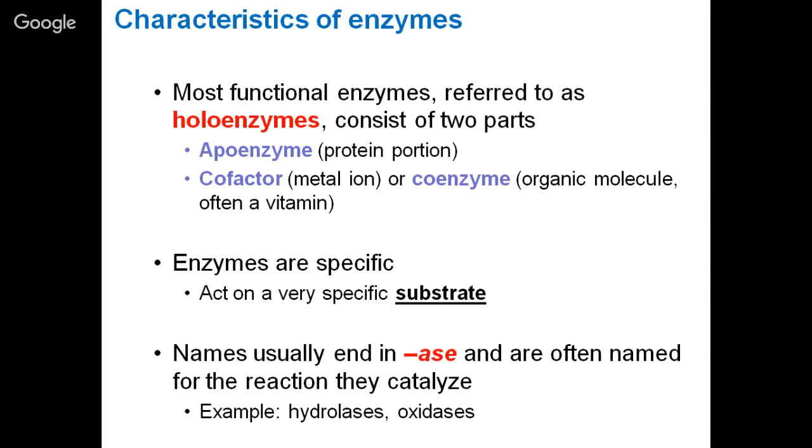How do we recognize enzymes? There's a little trick: when you see the word ending in ASE, then you often know this is an enzyme. Examples: hydrolases, oxidases, peptidases, dehydrogenases, polymerases, all are enzymes.